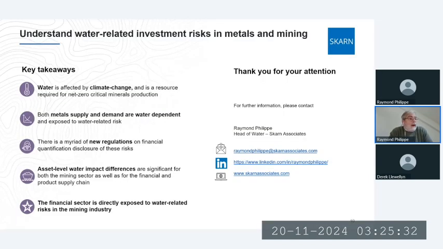With that, I'm ending with my final slide here with key takeaways. So the last slide: water is effectively affected by climate change and is a resource required for net zero critical minerals production. Both metal supply and demand are water dependent and exposed to water-related risk.